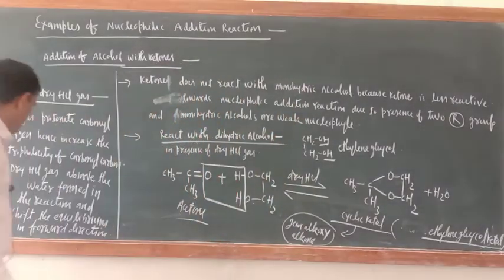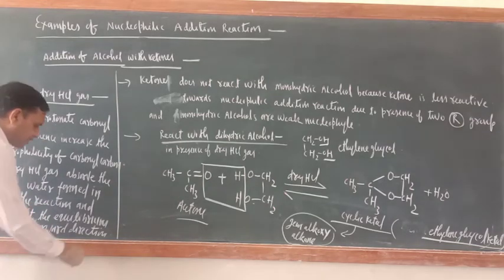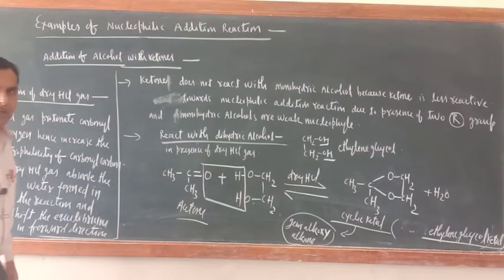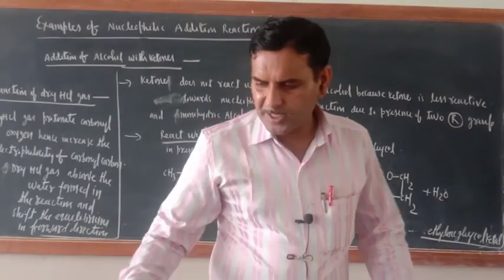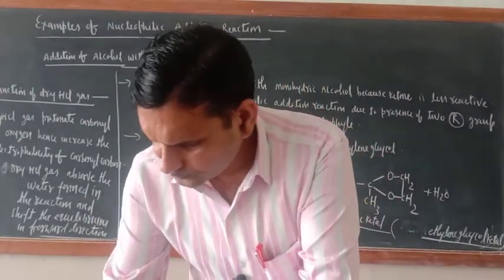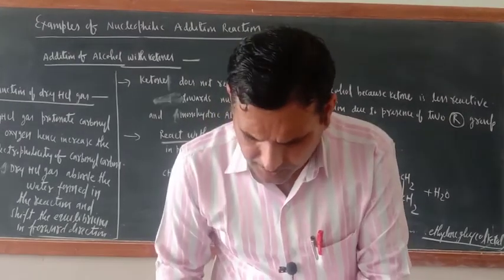Okay, so this dry HCl gas absorbs water formed in the reaction, hence shifting the equilibrium in the forward direction for a better yield of acetal and ketal. Okay, so in this way all these things are completed.